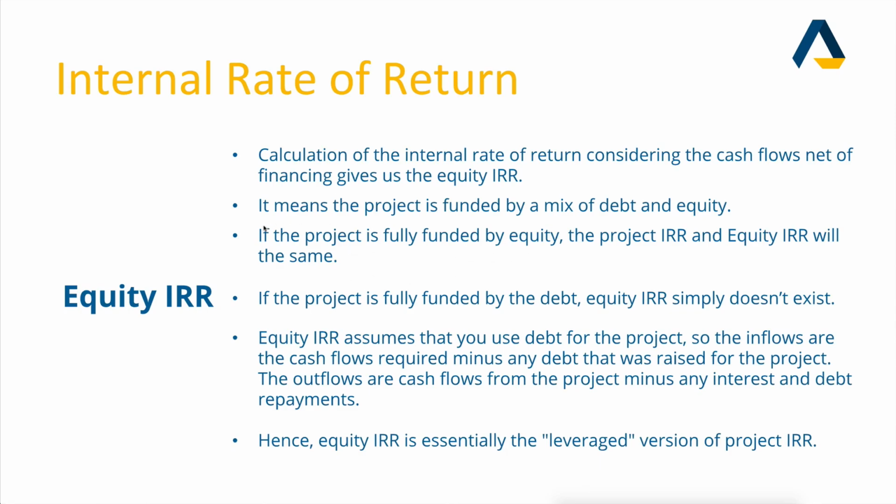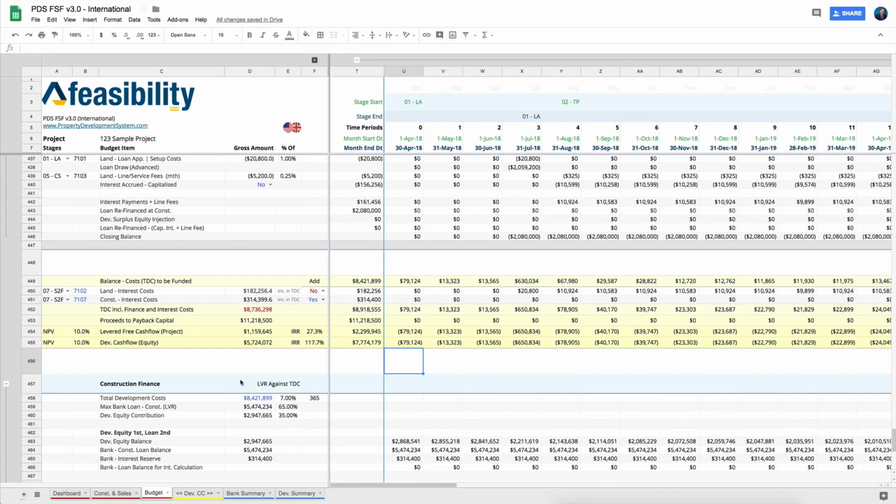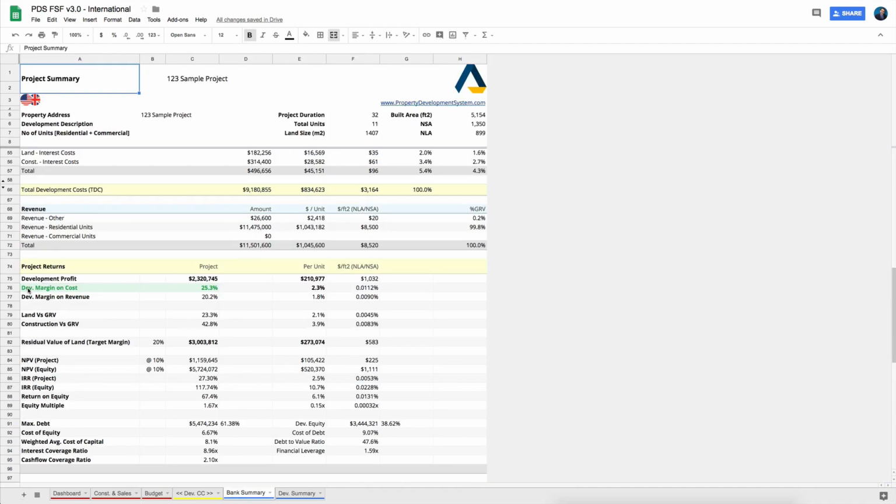That means if you were to do the project with the exact same amount of money, this is going to be your project internal rate of return, and your return on your equity is going to be exactly the same. And I'll give you an example why. Now this is something that nobody tells you, and I want you to get your head around this. If you were to fund this entire project with your own money, your development margin on cost will be exactly the same as your return on equity.